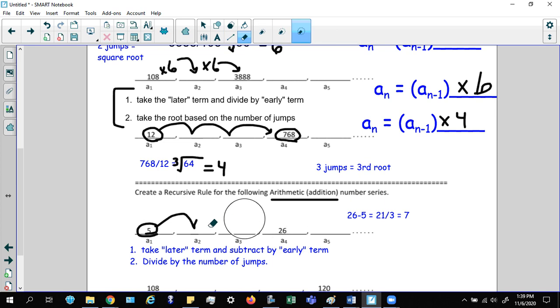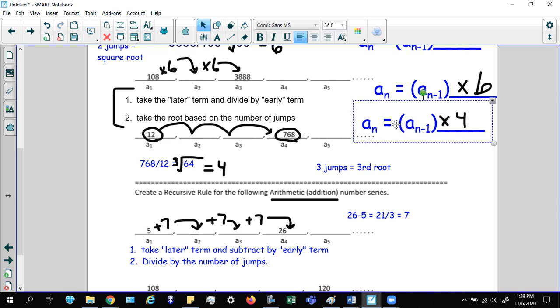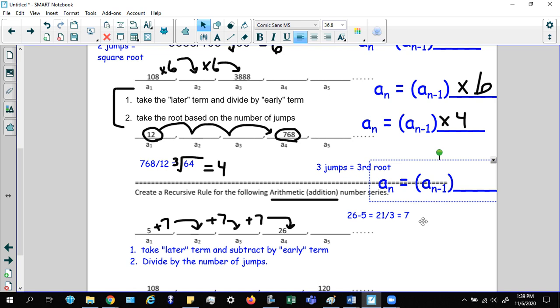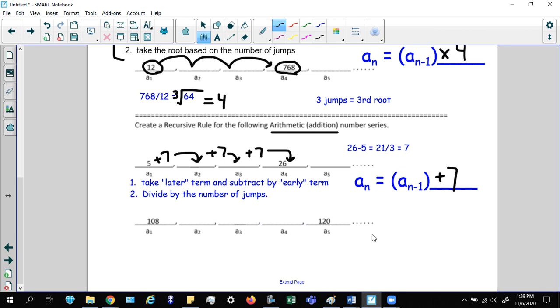So what that means is I had to add 7 to get to the next number, which means I added 7 to get to 26. So when you do the math, well, actually we already did the math, but when you do the formula, to get to my next term, I just take the previous term and add 7. That's it. Let's look at this last one.